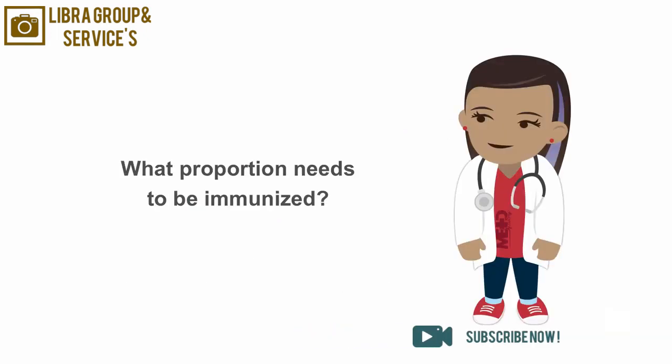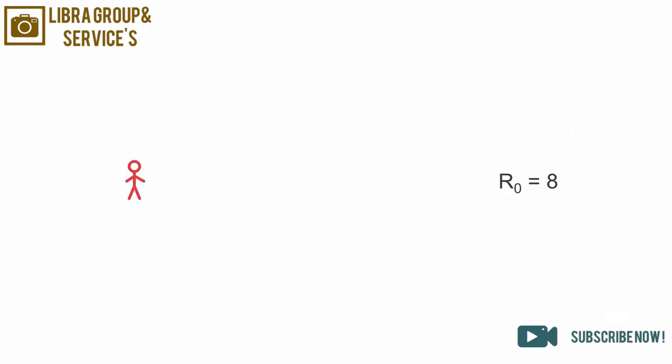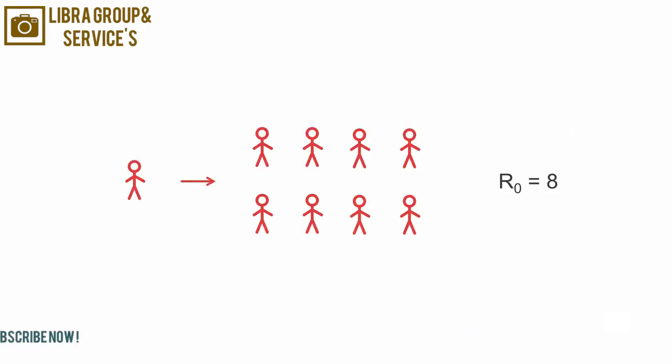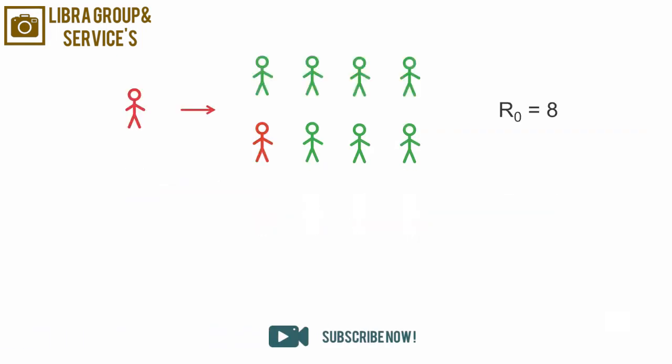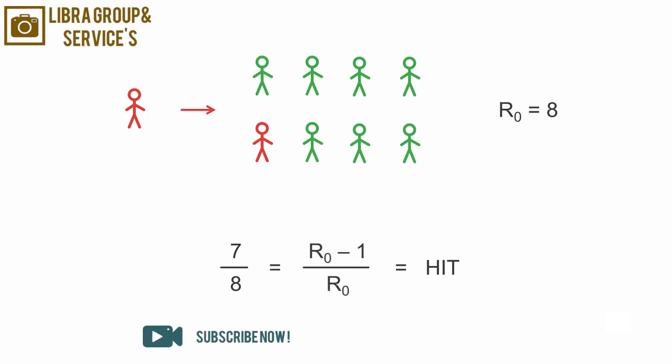So how do we know what proportion of the population needs to be immunized in order to reach herd immunity? Let's look at a disease with an R0 of 8, where one infected individual infects 8 others on average. What would need to happen for them to only be able to infect one other person? Well, we would need to immunize these 7 over here. So 7 divided by 8, or 7/8, is the herd immunity threshold. It's calculated as R0 minus 1, divided by R0.